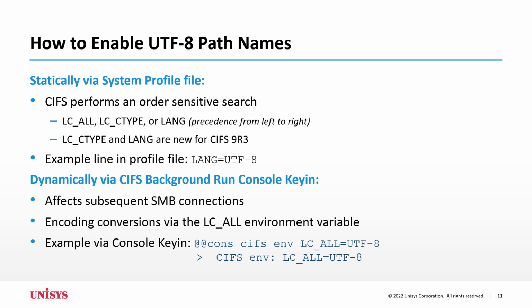An example line in the profile file shows how case-sensitive lang is set to UTF-8. Restart CIFS to make your desired static profile settings take effect. Use a background run console keying to dynamically enable UTF-8. This option affects subsequent CIFS connections. Set the case-sensitive LCAll environment variable to your desired encoding. This slide shows an example in which the CIFS environment variable of LCAll was set to UTF-8 in cons mode. CIFS displays path names in ISO 8859-1 by default, unless you specify an encoding.